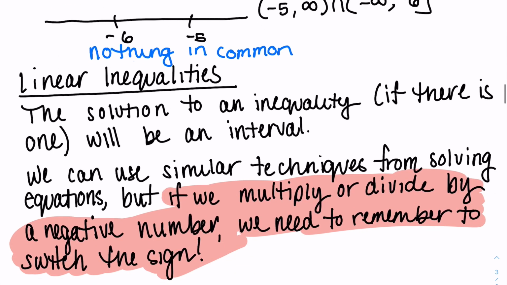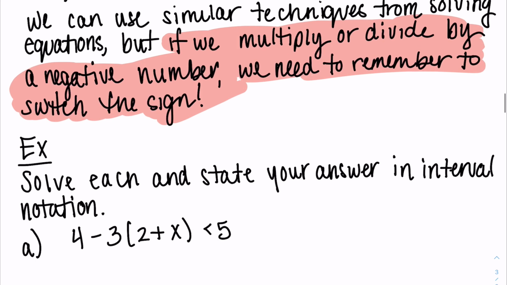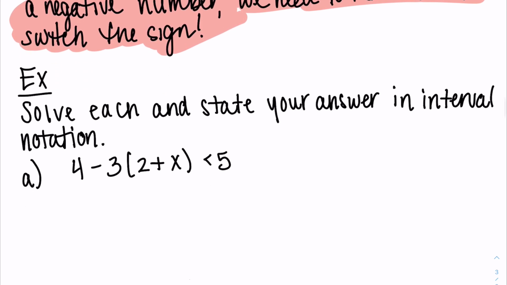So now we can utilize this idea to actually solve some linear inequalities. Now you're not going to have just a single solution, you're going to have an interval, and any value in those intervals will satisfy it. So you can use the same techniques from solving our equations before, but you just have to be careful if you multiply or divide by negative numbers. It's going to end up flipping that sign. So let's do some examples. Let's solve each and state the answer in interval notation.